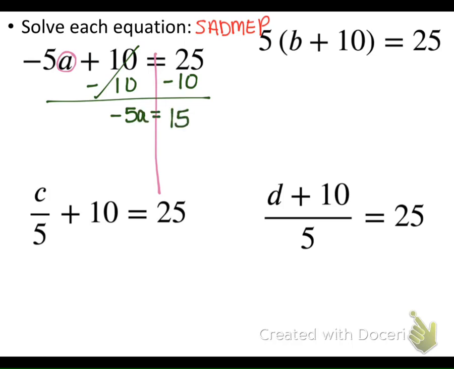15. Now, I'm down to a one-step equation. How do I get the A by itself? What am I going to divide by? -5. Make sure you divide by that -5, not a +5, but you're going to take that negative with it. 15 divided by -5? -3. And then box it.